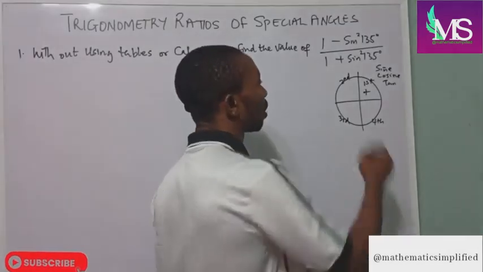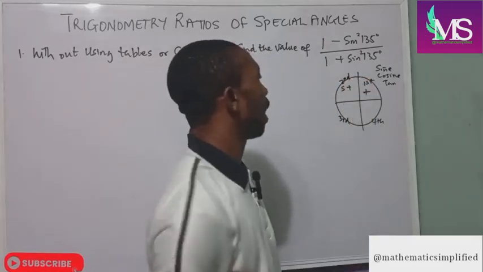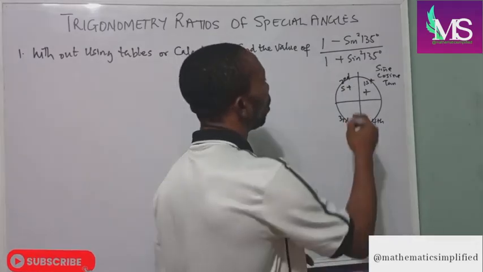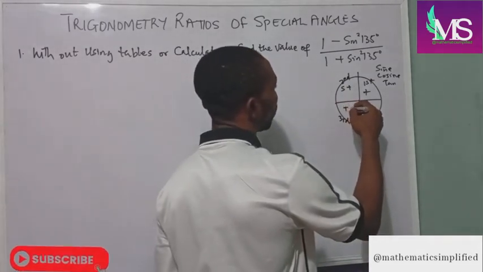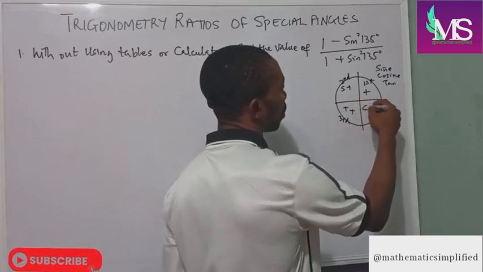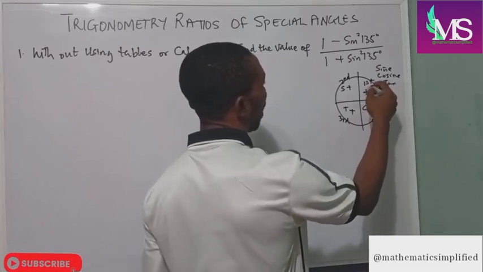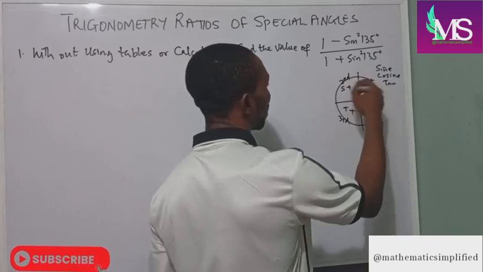In the second quadrant, only sine is positive. In the third quadrant, only tan is positive. And in the fourth quadrant, only cos is positive. So this forms our ASTC or CAST rule.